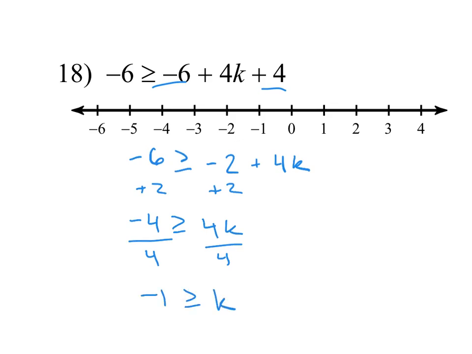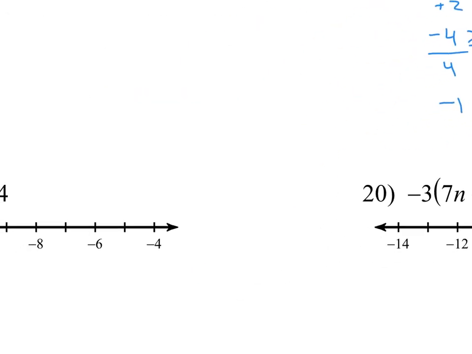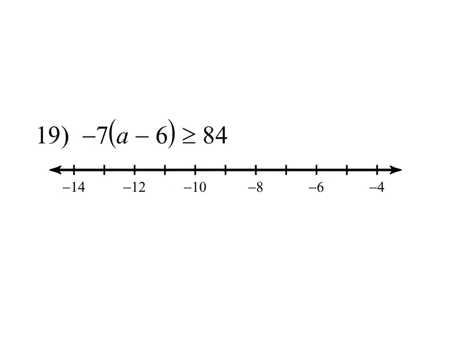So do we put an open or closed circle at negative 1? Closed circle. And are we going to go left or right? Left. Any questions here? All right, 2 more. Let's look at 19. What do we need to do first?